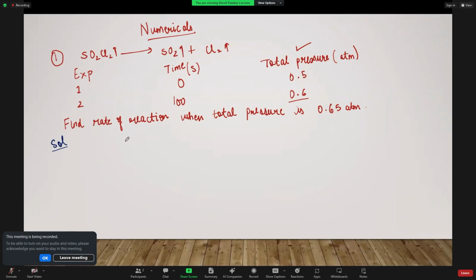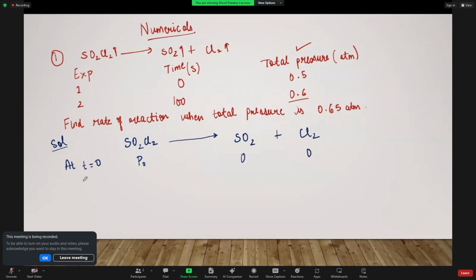So what we will do is start with writing the reaction. SO2Cl2 will give SO2 plus Cl2. So at t equals 0, the initial pressure, we always denote initial with naught, this is P naught. And because at time t equals 0 we do not have any SO2 and Cl2, which are the products, we will take 0.